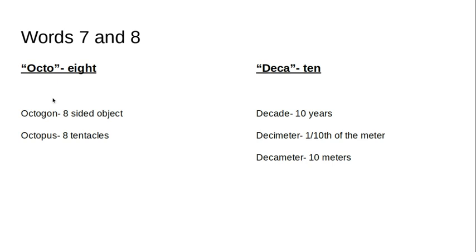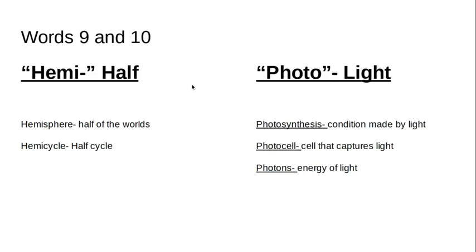Octo is 8. Again, octagon is an 8-sided object. Octopus has 8 tentacles, so octo means 8. Deca is 10, and we've talked about deca before. When we talked about the metric system, a decade is 10 years in length. A decimeter, deci being 1/10 of a meter, and then deca meaning 10 meters. Okay, so decade, deci, and deca, all of them have to do with the number 10.